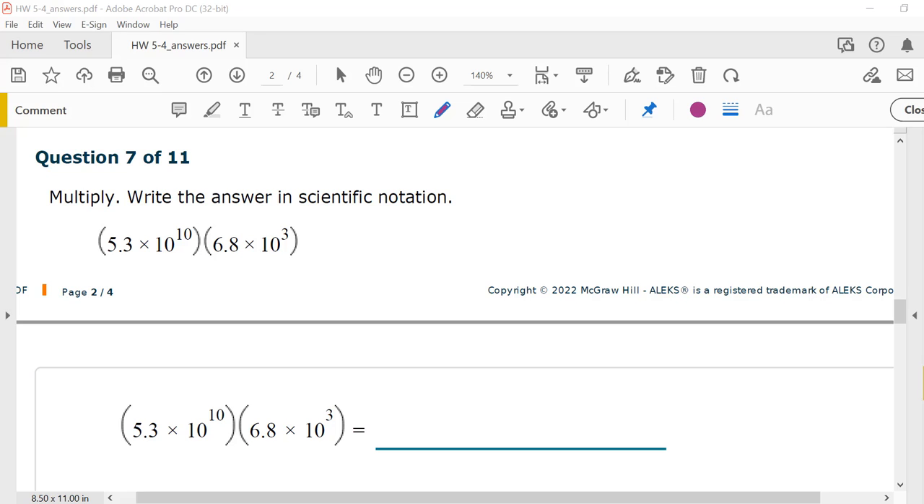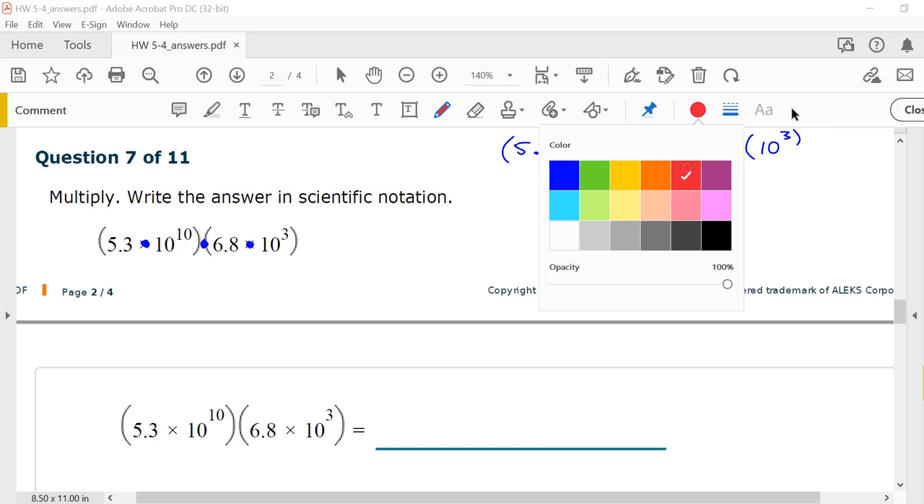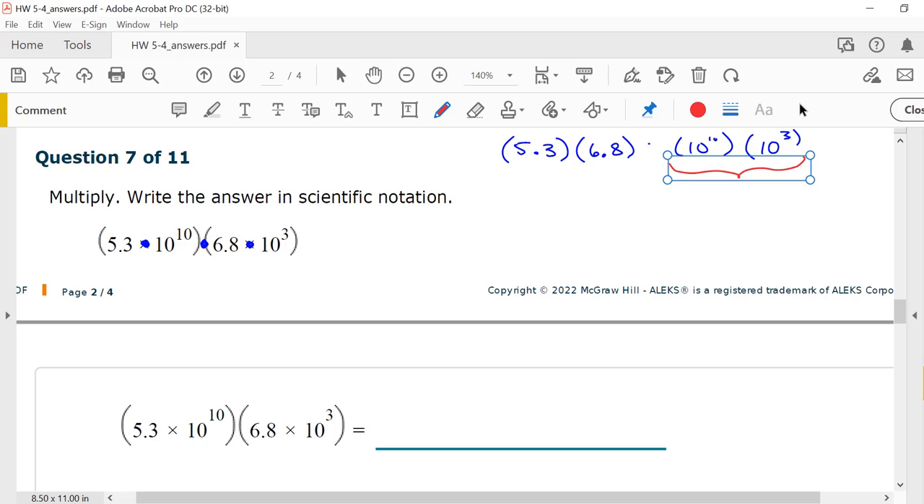Question 7. Let's multiply two numbers that are given to you in scientific notation. 5.3 times 10 to the 10th times 6.8 times 10 to the 3rd. So I'm going to multiply 5.3 times 6.8, and then I have times 10 to the 10th times 10 to the 3rd. When I multiply 10 to the 10th times 10 to the 3rd, I get 10 to the 10 plus 3, which is 10 to the 13th.